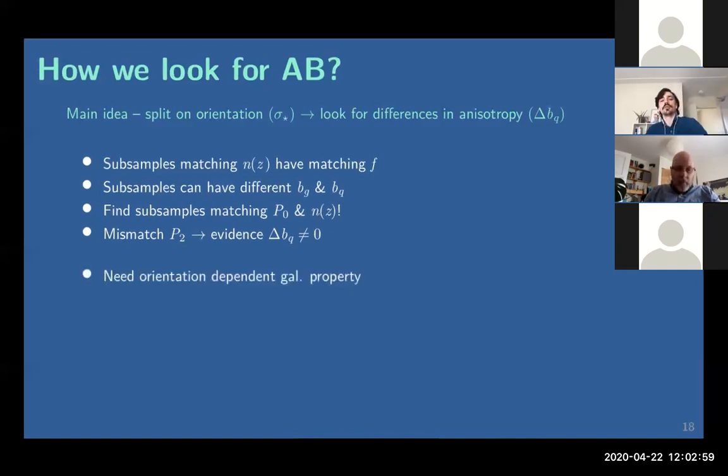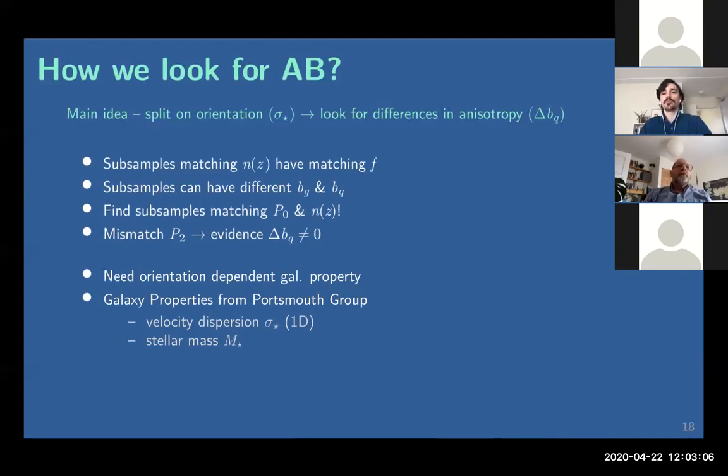So how do we do this? We need an orientation dependent galaxy property, some non-scalar quantity. People have measured a lot of galaxy properties from the spectra of each of these BOSS galaxies. We do have the 1D velocity dispersion for each of these galaxies, and we do have stellar masses. The stellar masses are scalars. Velocity dispersions are not scalars because they are just a 1D projection of the velocity tensor.